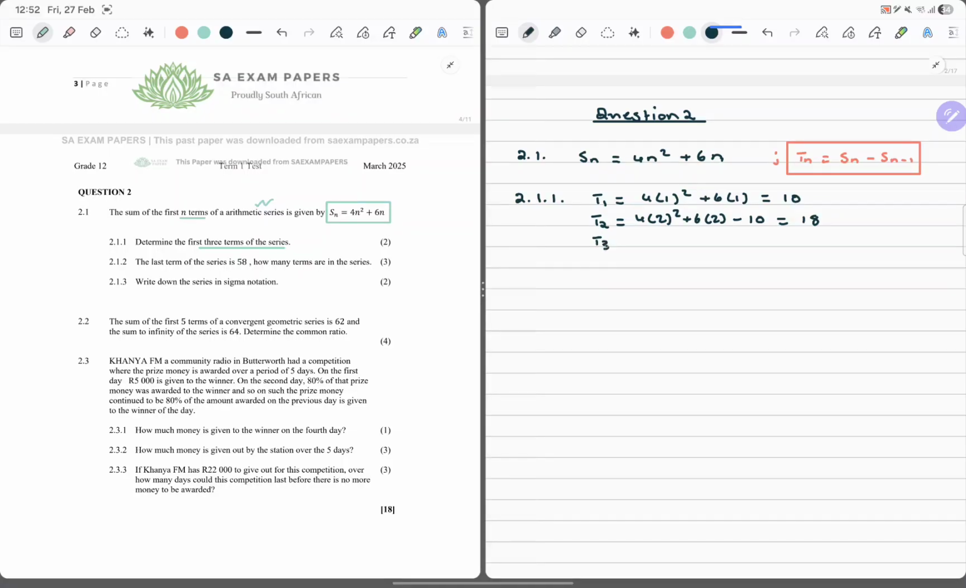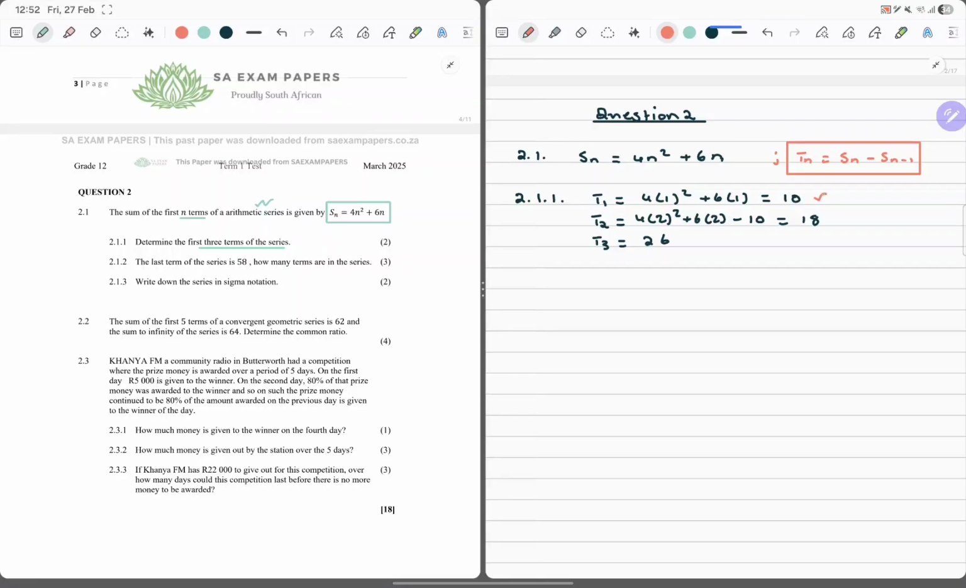So let's see T3. I mean, we can do T3 by inspection. We can already see we were told this is arithmetic. So the common difference here is 8, isn't it? So 18 plus 8 is going to be 26. There's no need to calculate the last one. Okay, folks, so this is as easy as that.